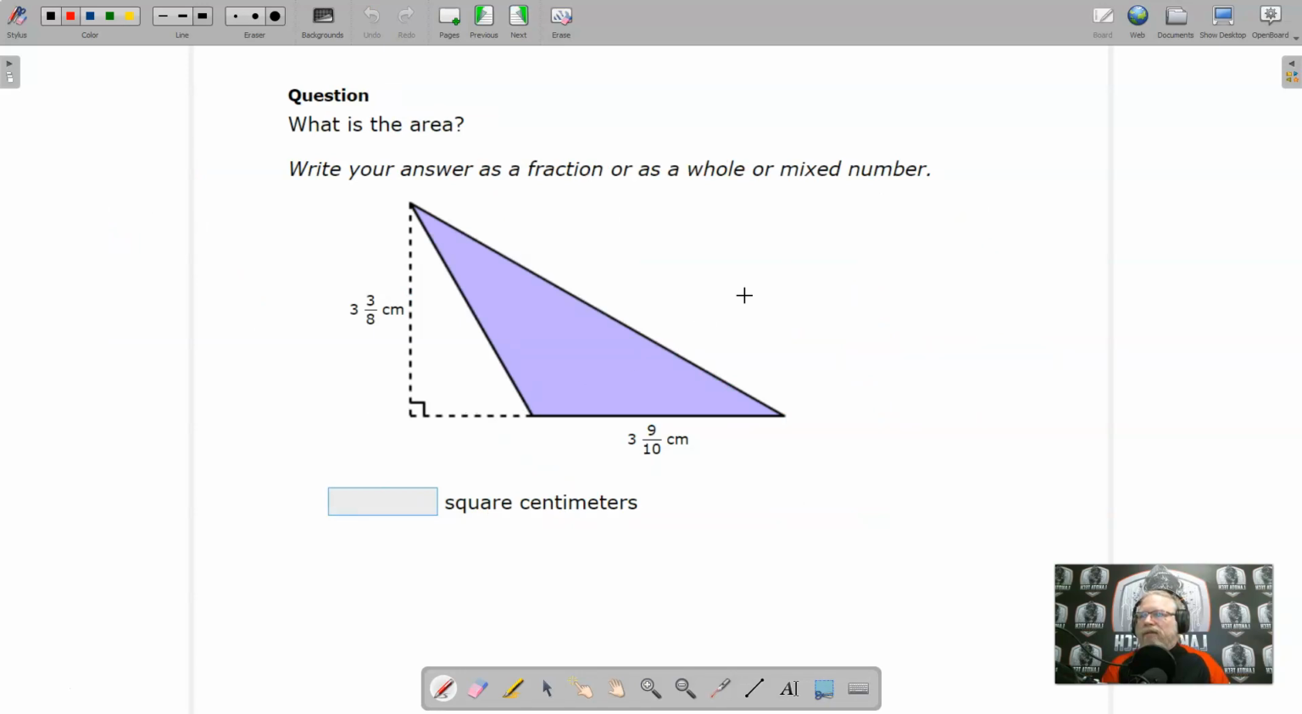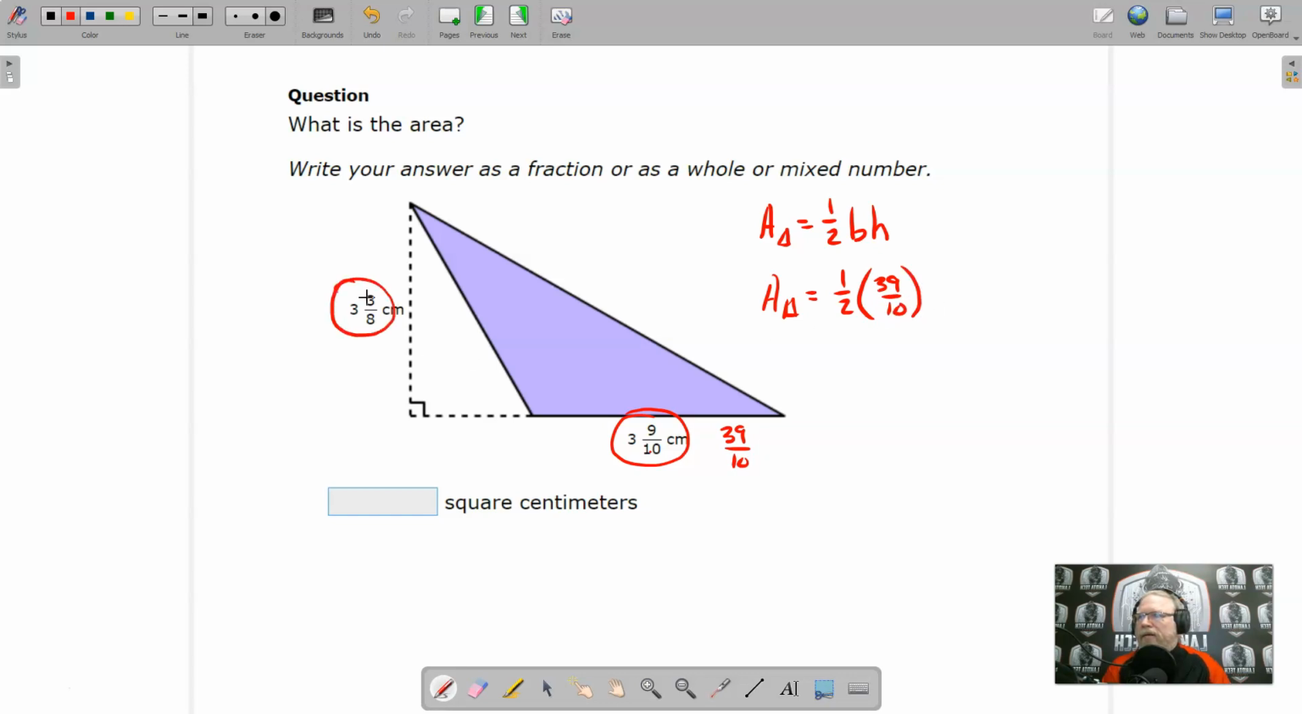Here's another fraction one. Area of a triangle. Area of a triangle is equal to 1/2 times the base times the height. So let's go ahead and plug in our values. Area of a triangle is equal to 1/2 times, in this case, the base. Here's our base here. Let's change it to an improper fraction. 3 times 10 is 30, plus 9 is 39. And the denominator stays the same, so 39 over 10.